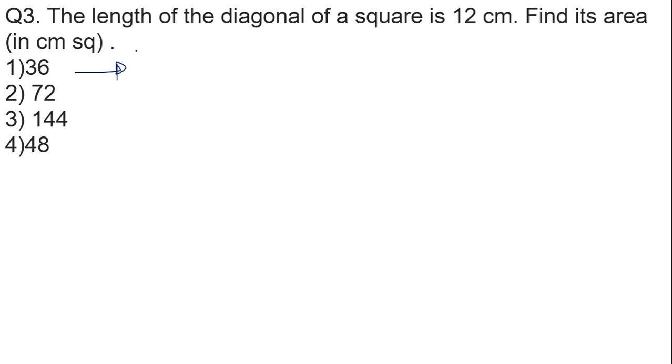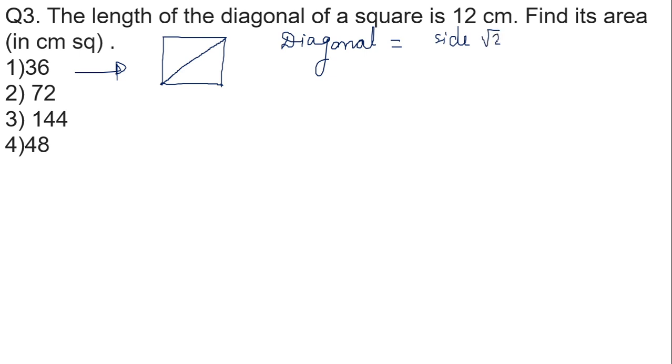Here you have to understand again two formulas. First, we must know what the diagonal of the square is. For example, this is a square, and we know the square has the same sides. All the sides of this square are similar. To calculate the diagonal of a square, there is a formula: diagonal is equal to side under root of 2. In the given question they have given us the diagonal's length, which is 12 centimeter. I'll substitute over here: diagonal 12 centimeter is equal to side under root of 2.